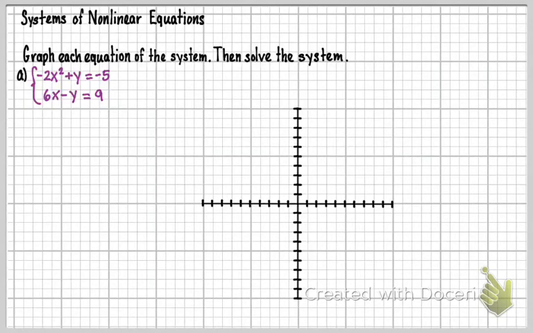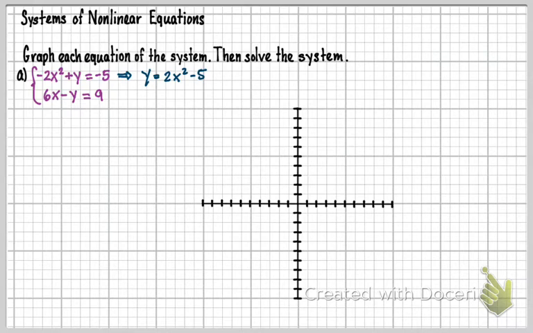Systems of nonlinear equations. Graph each equation of the system, then solve the system. So let's take a look at A here. It says negative 2x squared plus y equals negative 5. So what we're going to do first is actually solve this for y. So y is going to equal 2x squared minus 5.